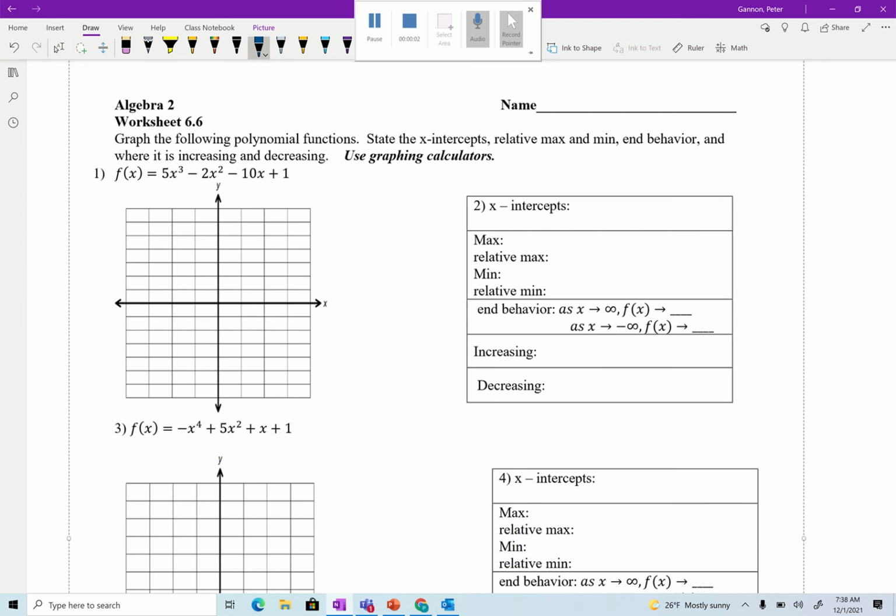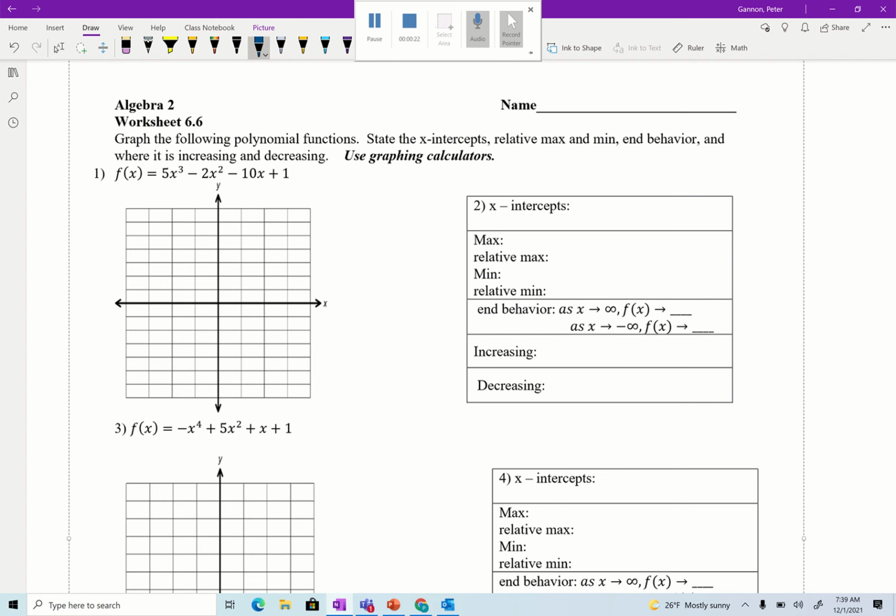Hey, good morning, everybody. In this video, I was just going to go over a couple examples from the 6.6 worksheet so you can see what the expectations are for this homework assignment. We're really only going to introduce two new ideas, and that's max, min, relative max, relative min.